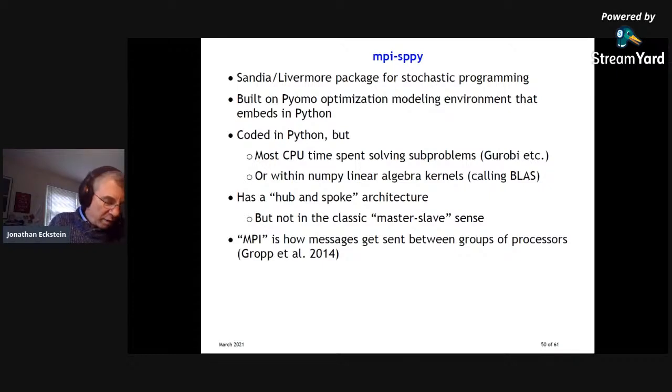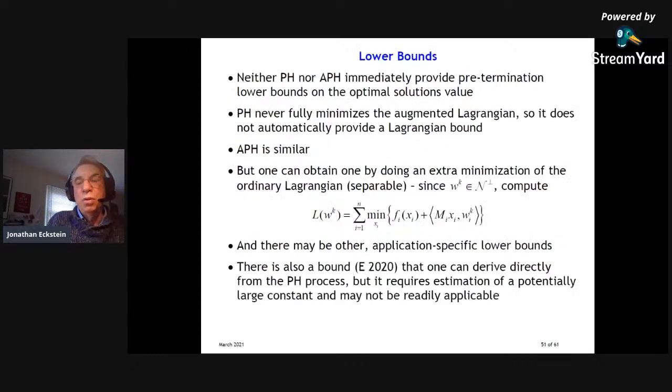The software is a little complicated to explain. It's built on this Pyomo modeling system, which is built on Python. It's coded in Python, but generally most of the CPU time is spent in Gurobi and in linear algebra kernels, like BLAS kernels. They use MPI, which is a standard way of communicating between parallel processes over a network. And it has what they call a hub and spoke architecture.